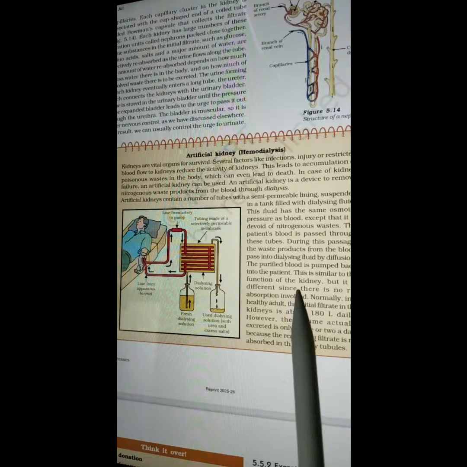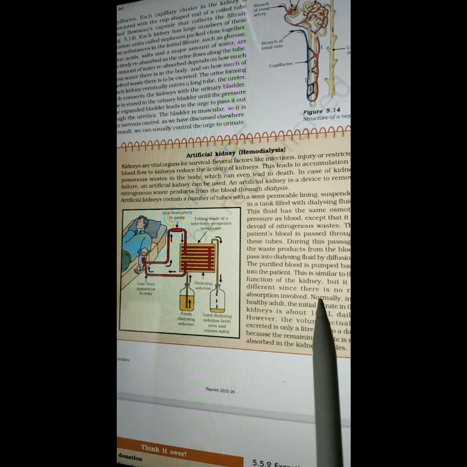This is similar to the function of the kidney, but it is different since there is no reabsorption involved. Normally, in a healthy adult, the initial filtrate in the kidney is about 180 liters daily.